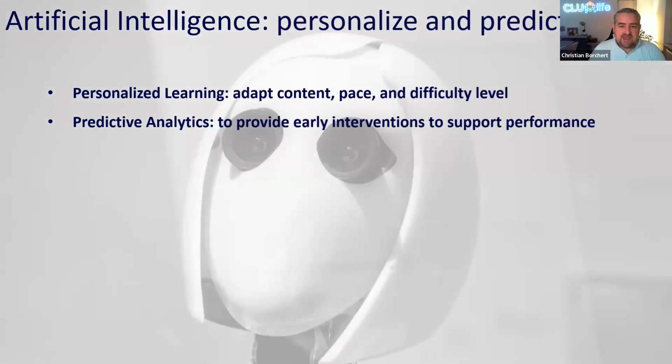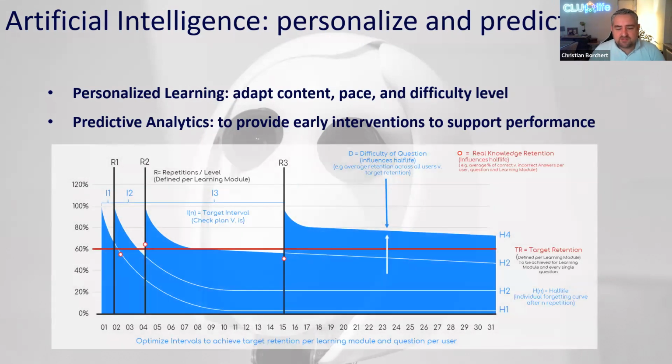Maybe to give you 3 examples of how we implement artificial intelligence into the learning experience. First, the oldest artificial intelligence that we have embedded into our tools is on personalized learning and predictive analytics. We use algorithms in our tools to predict when a person starts to forget certain content that they have learned previously, and then we will repeat this content at a pace and difficulty level that is really adapted to this individual learner.